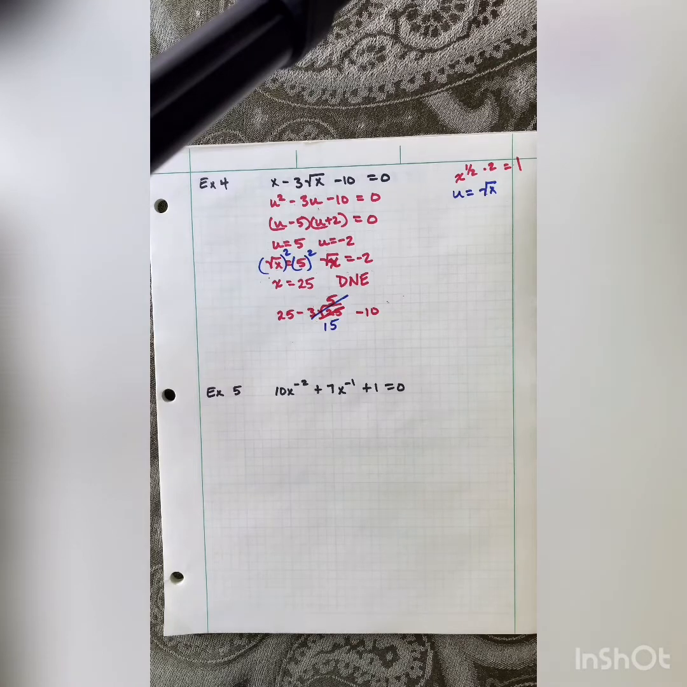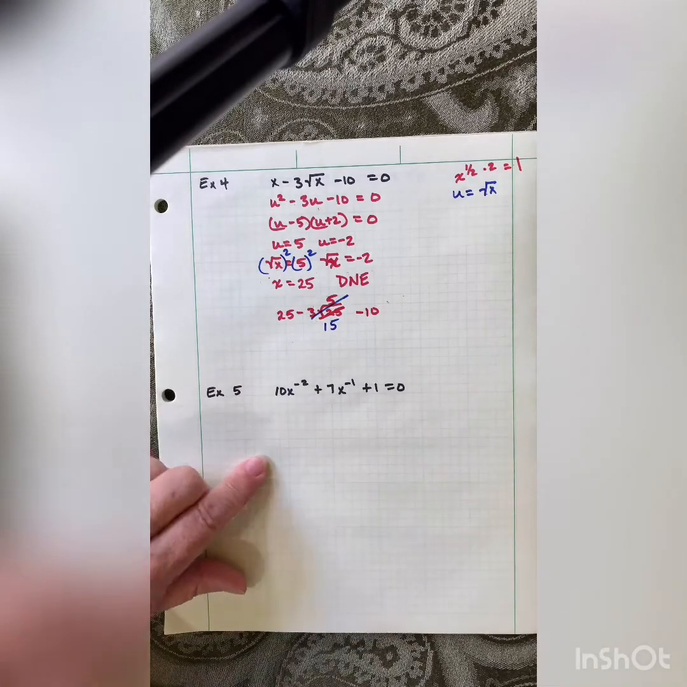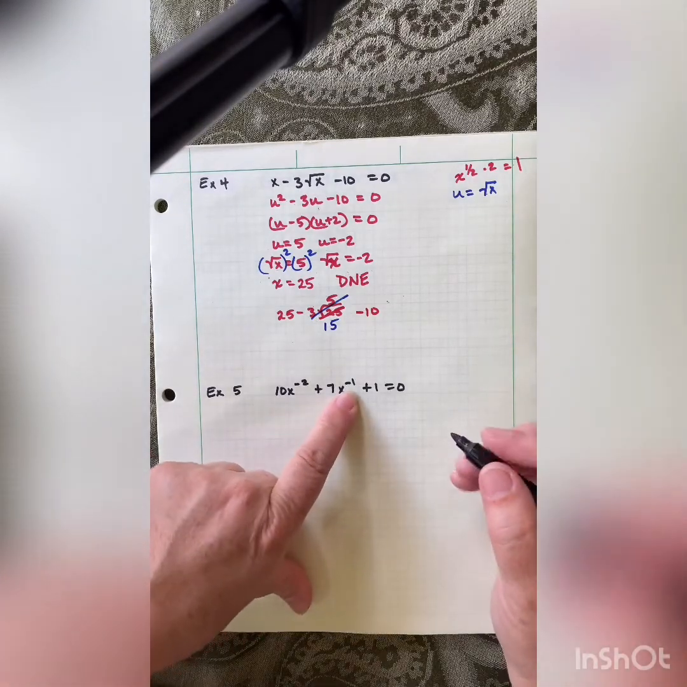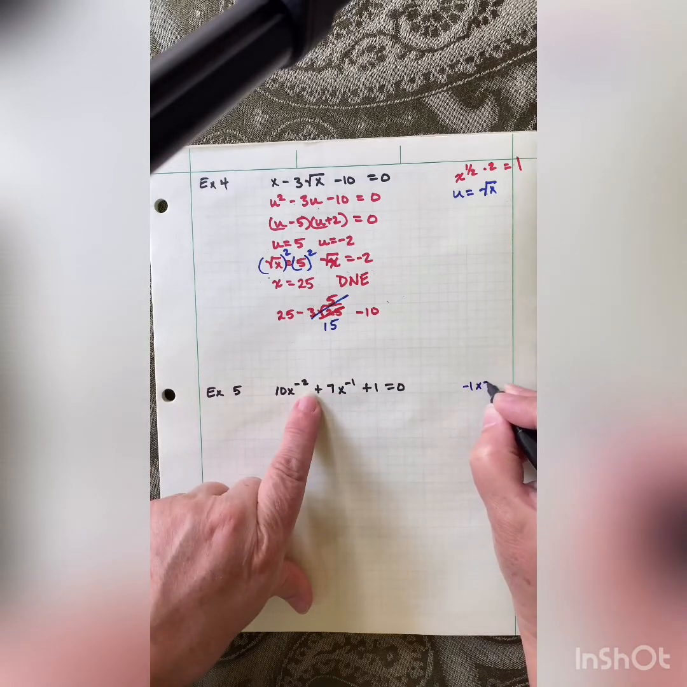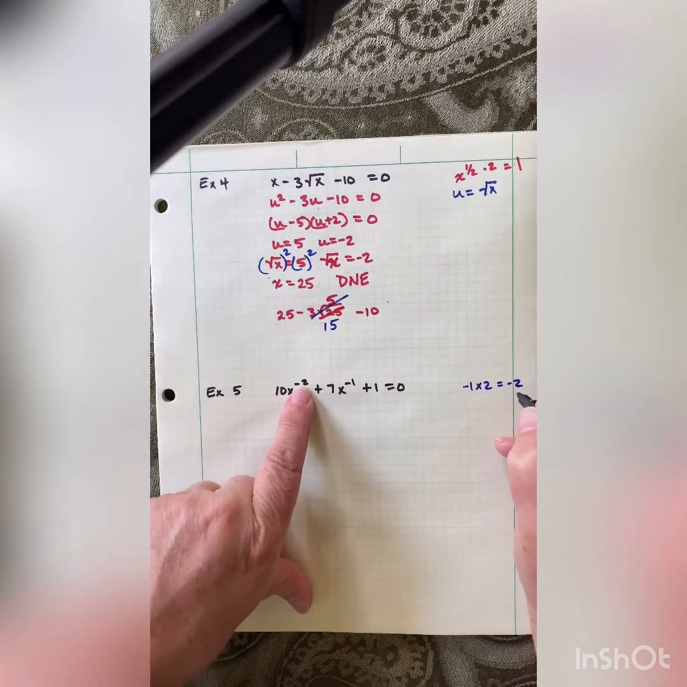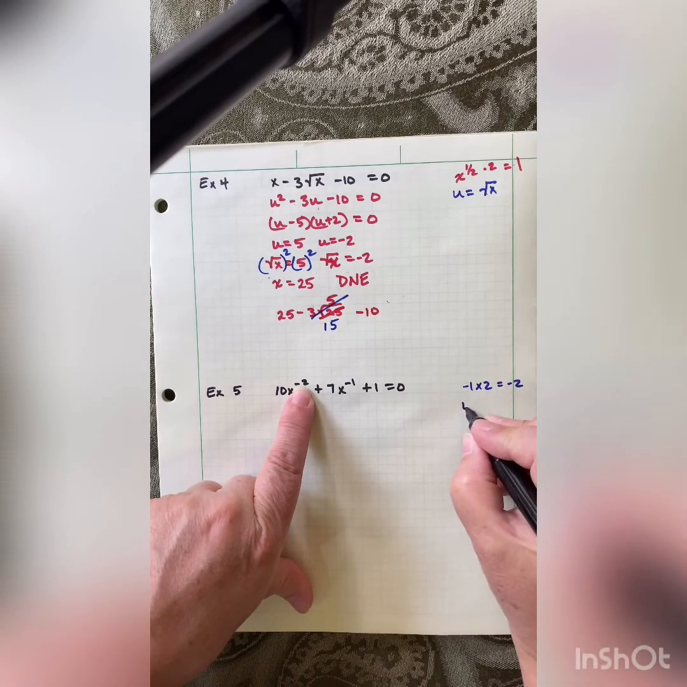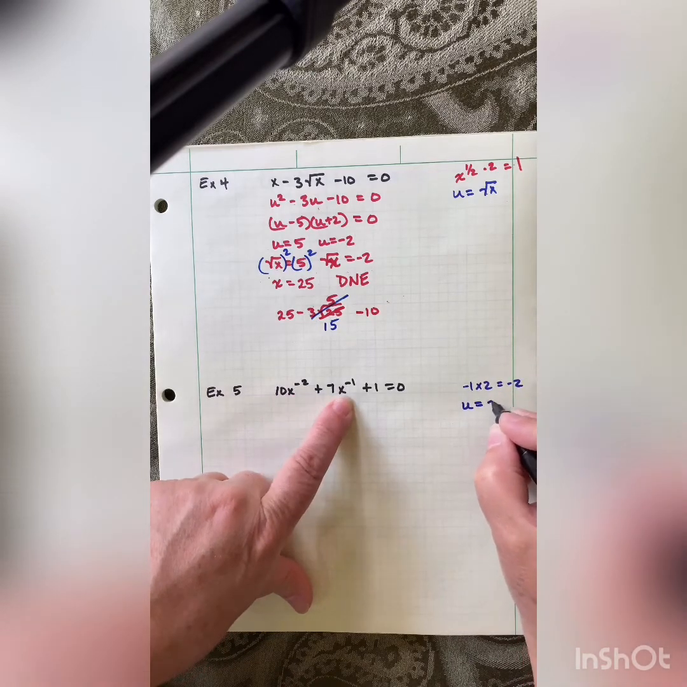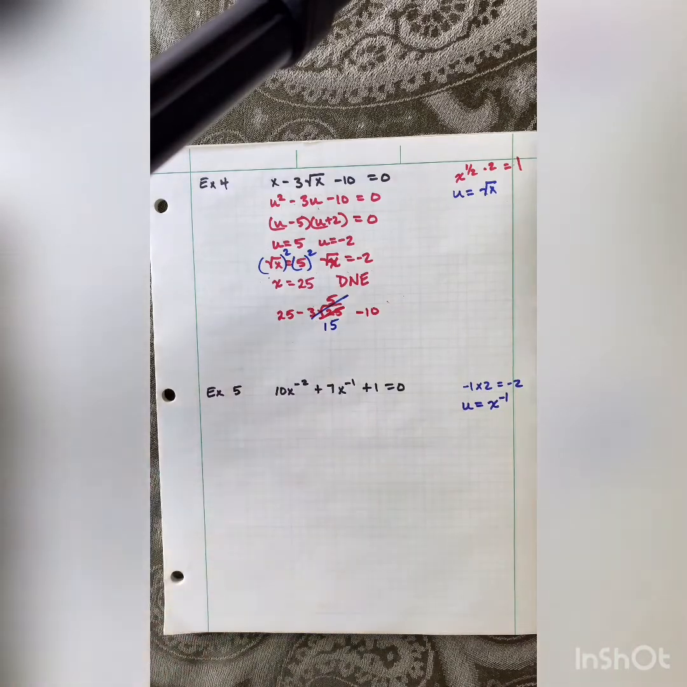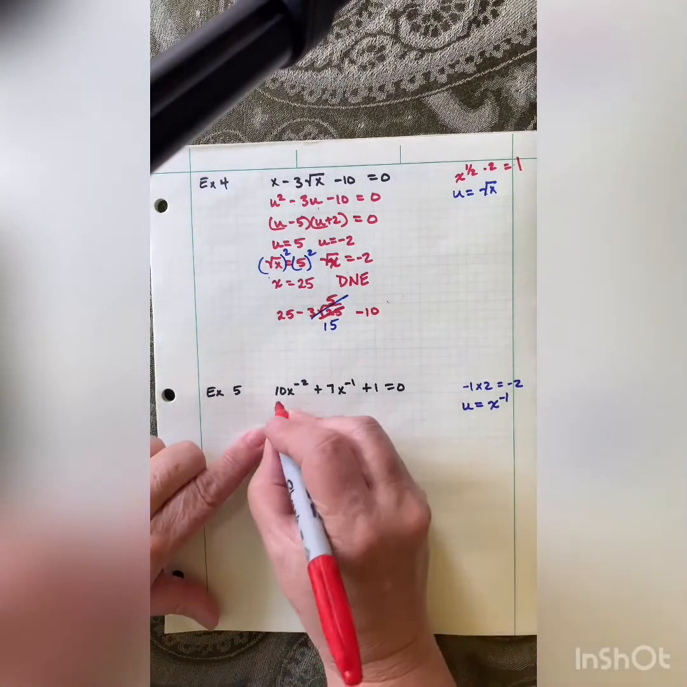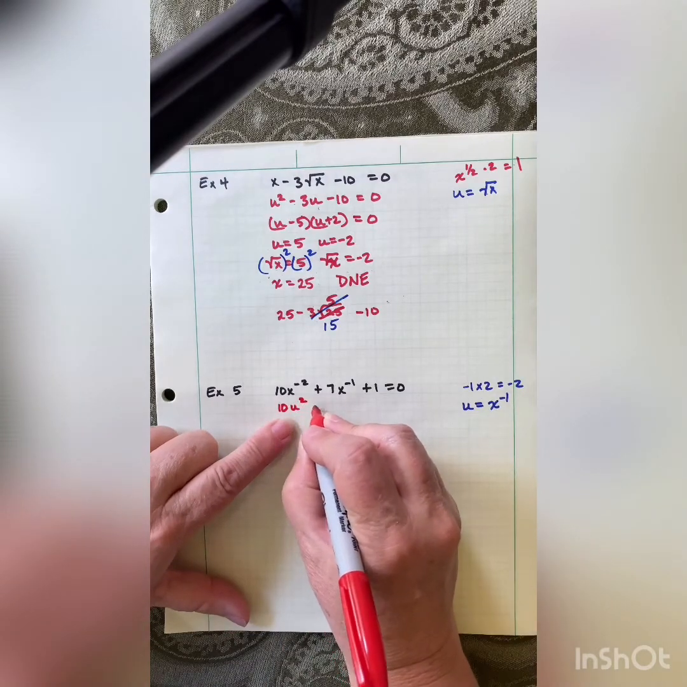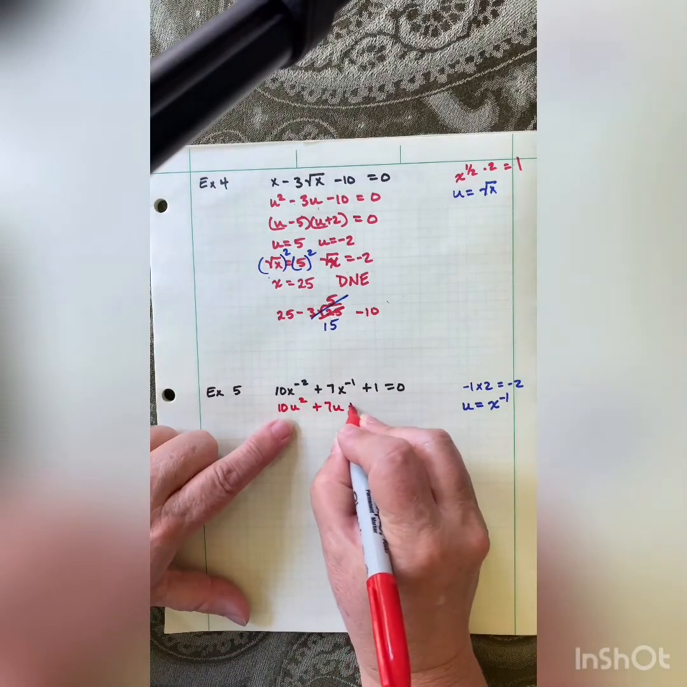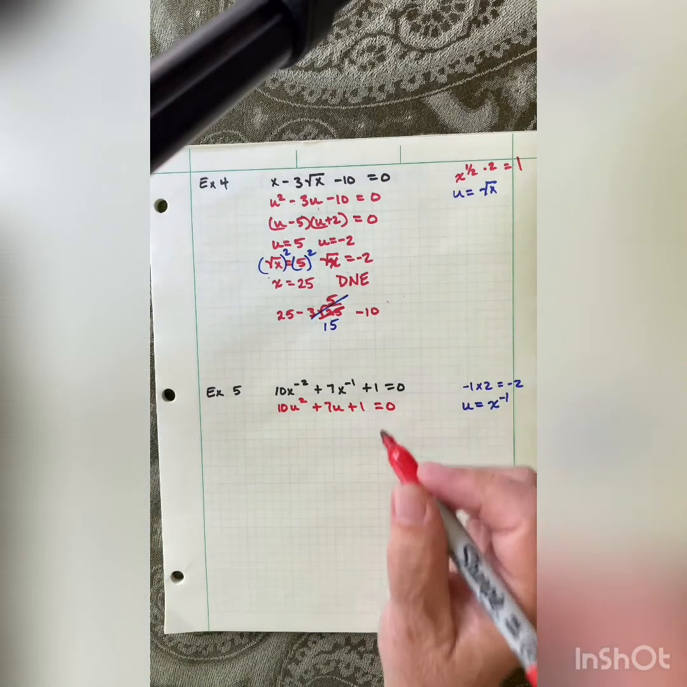Okay, next one here is this quadratic in form. Take that -1, multiply it by 2, and I get a -2. And I have a -2 over there, so that works. So u is going to be x to the -1. Okay, so 10u squared plus 7u plus 1 equals 0.